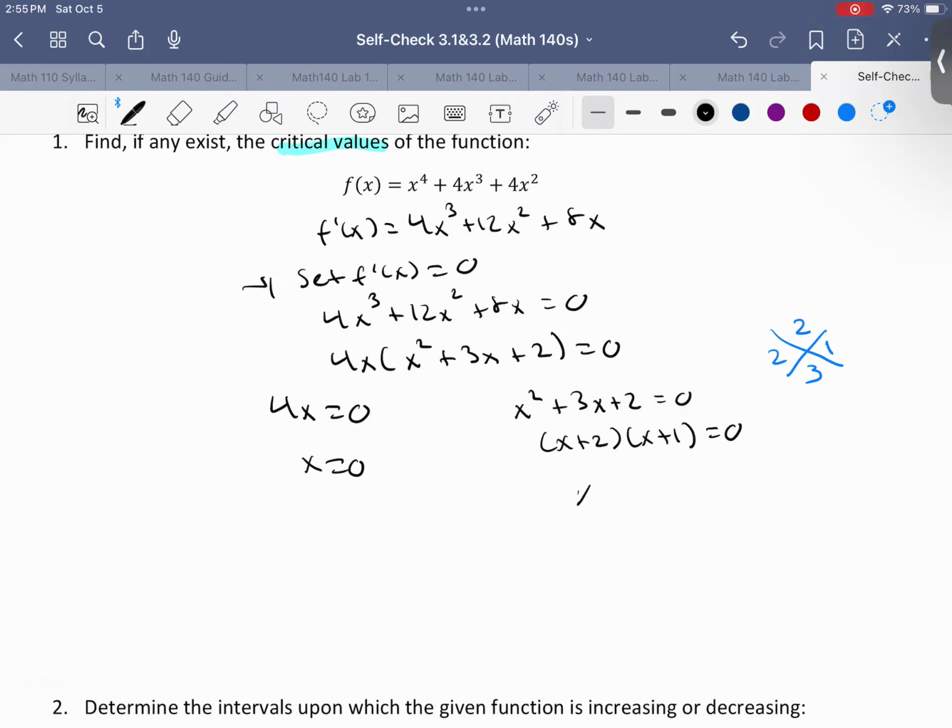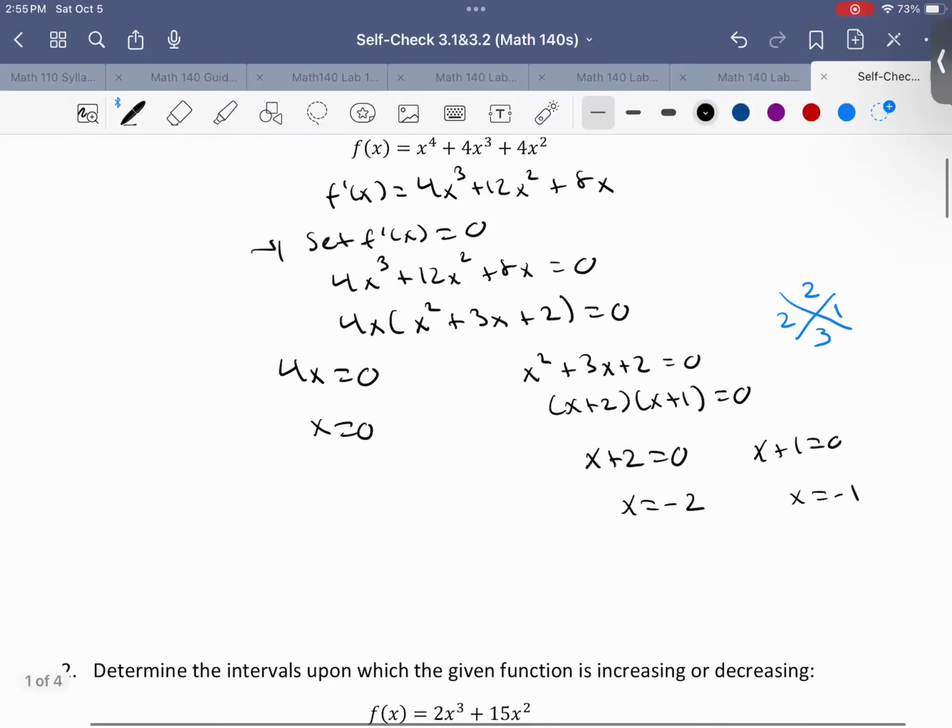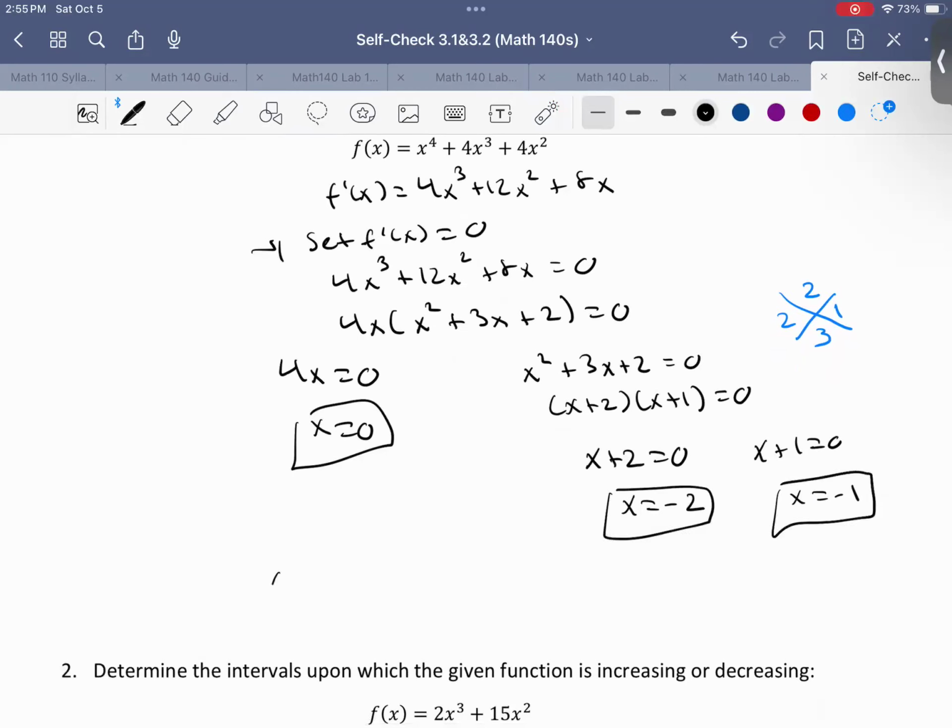That means I'll have x plus 2 equals 0 and x plus 1 equals 0. Then, minus 2 to both sides, I get x equals negative 2. And then I subtract 1 from both sides here, and I get x equals negative 1. All right, so here are my critical values. Let me write that out. Critical values are x equals 0, negative 1, and negative 2.